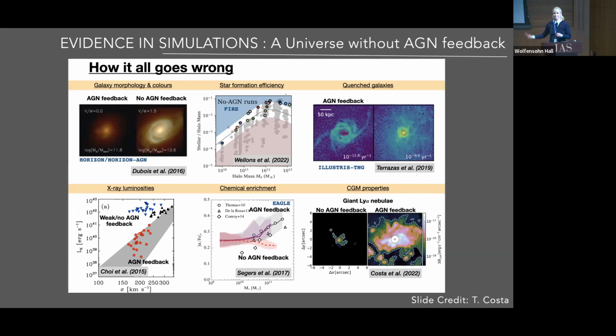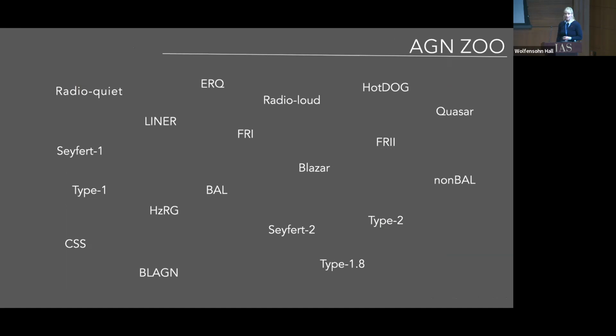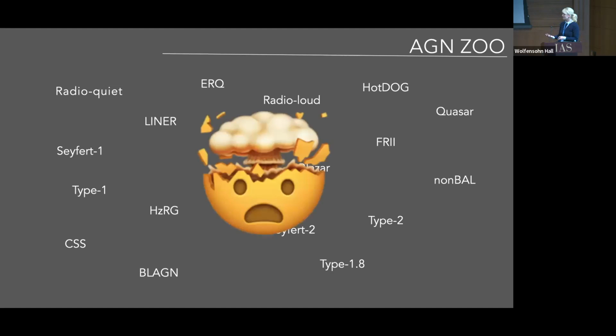Okay, so I think these few slides have established that feedback is important. We're talking about AGN, but how do we figure out how AGN feedback works and how do we actually observe it? When you talk to an AGN person, you may be confronted with terms and acronyms like hot dogs, BALs, non-BALs, CFERTs, type 1s, type 2s, liners. So you're confronted with this whole zoo of AGN terms, which may be quite confusing.